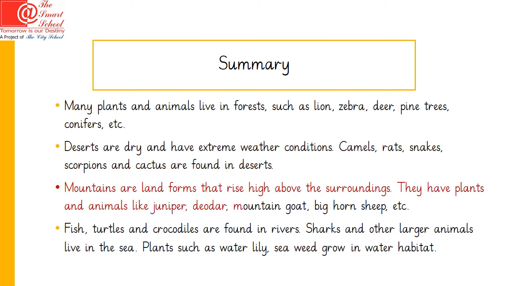Mountains are landforms that rise high above the surroundings. They have plants and animals like juniper, deodar, mountain goat, bighorn sheep, and others. Fish, turtles, and crocodiles are found in rivers, while sharks and other larger animals live in the sea. Plants such as water lily and seaweed grow in water habitat.